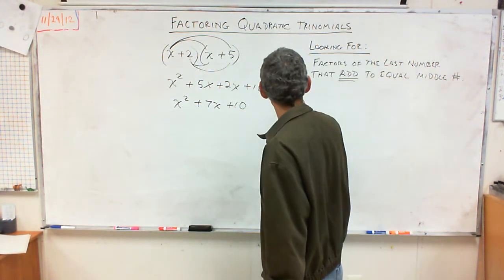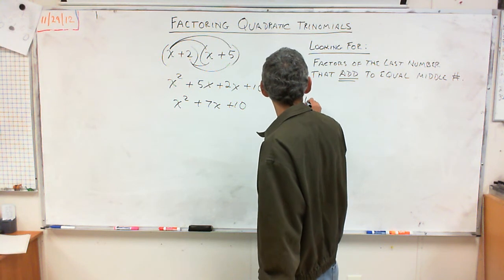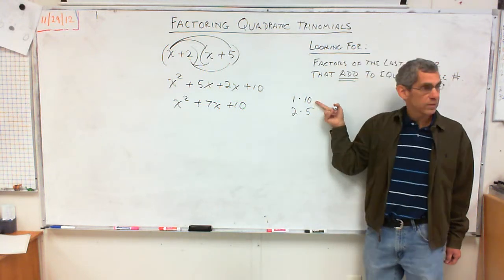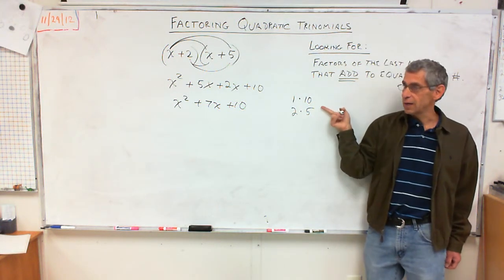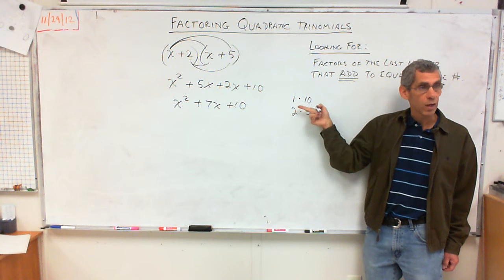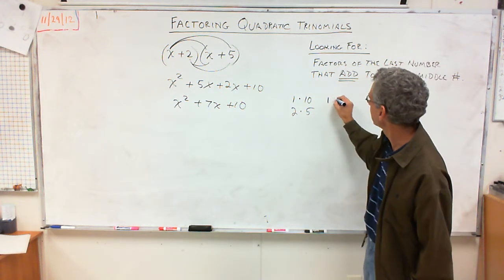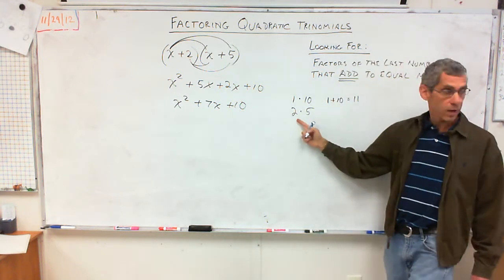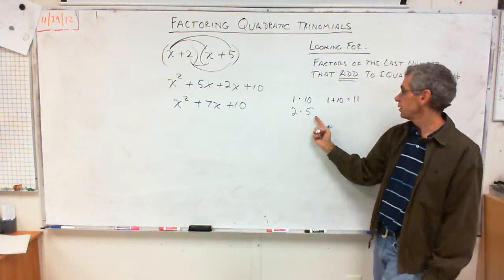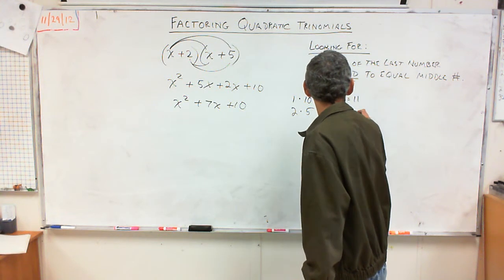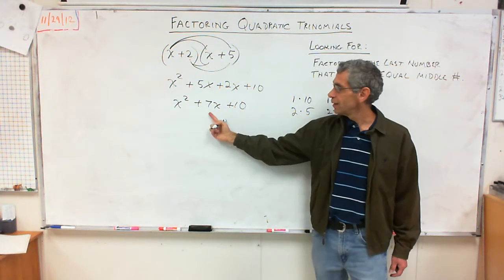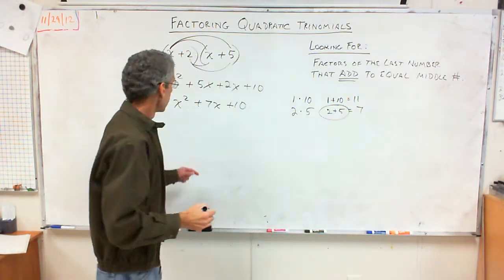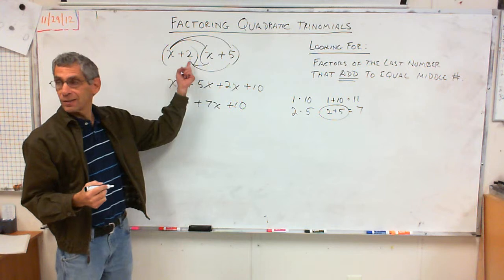All right? So factors of 10 would be 1 times 10, or 2 times 5. Those are my factors, and I'm going to add them together. 1 plus 10 is 11. Does that equal 7? No. And then I'm going to try 2 plus 5. That's 7. Does that equal our middle number? Yes, it does.